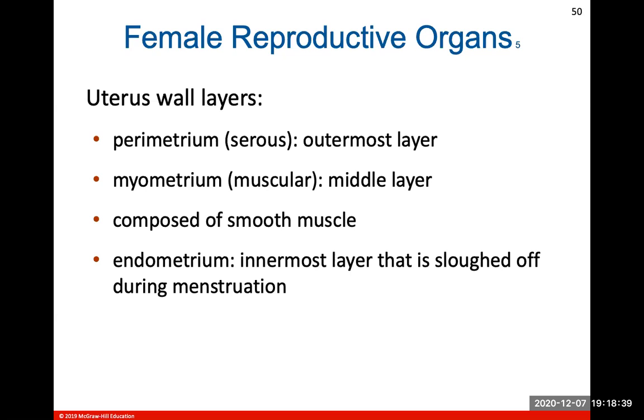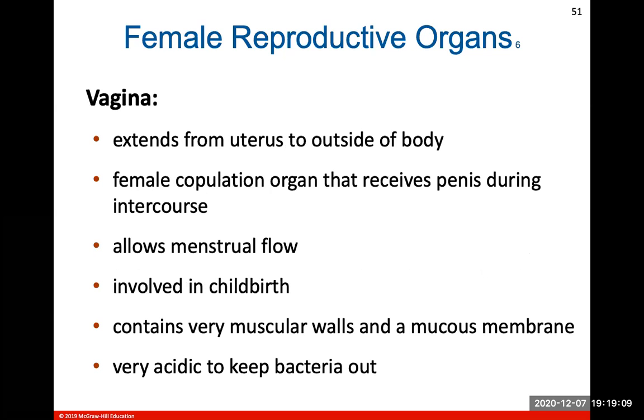Here are the uterus walls. The perimetrium is the serous outermost layer. The myometrium is the muscular middle layer. It's composed of smooth muscle. That means it's involuntary. So during labor and delivery, all those contractions happen involuntarily. That's why you hear of women in comas still giving birth, because their uterus does all the work. Not saying women who are awake don't, because they do a lot too. The endometrium then is the innermost layer that's sloughed off during menstruation.